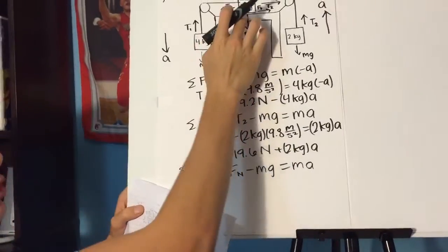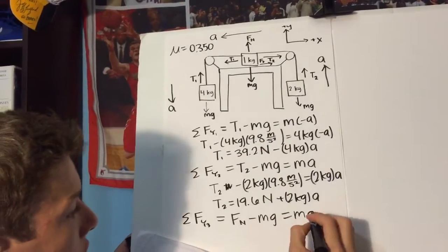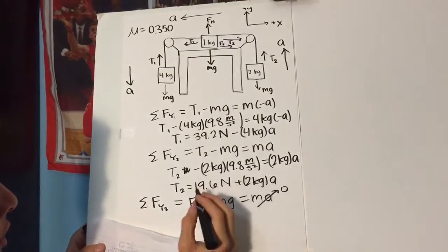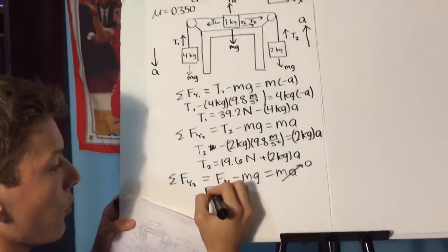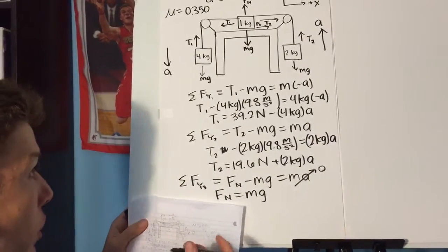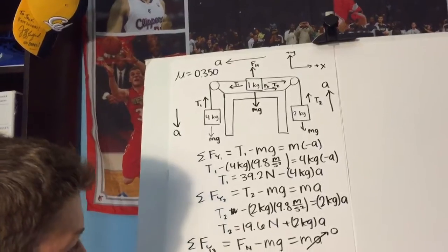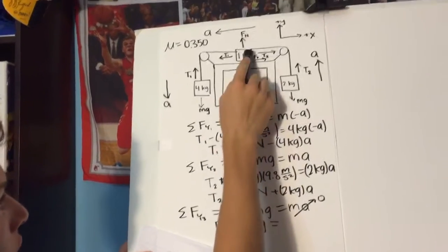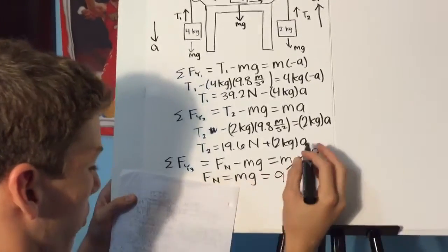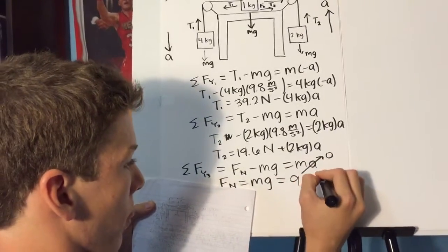But since this object is not moving up or down, we know the acceleration is going to be 0, so we can make this entire thing 0. So Fn, or the normal force, is equal to mass times gravity, and we know that mass times gravity is going to be 1 kilogram times 9.8 meters per second squared, so that's going to be 9.8 newtons.